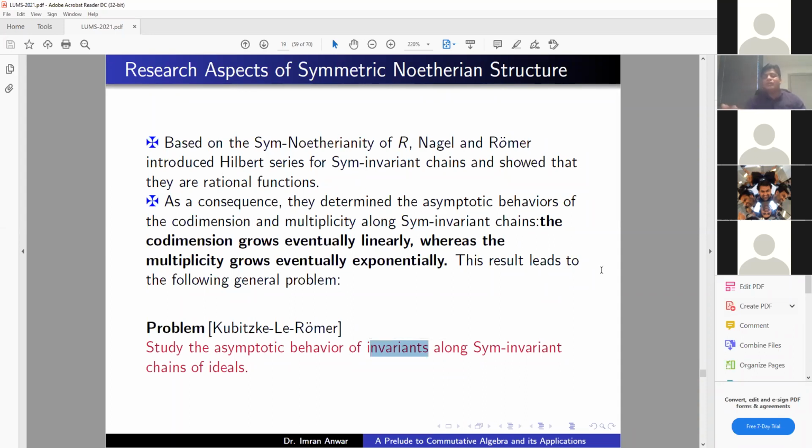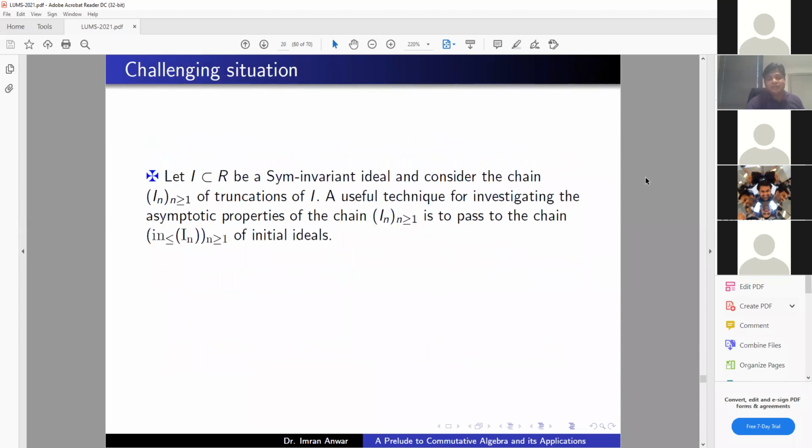One can talk about any algebraic invariant, and keep on investigating the chain of algebraic invariants while changing the type of the ideal. So you come up with a new problem, and this is a new study in which people are interested at the moment. This area is widely open, and it is a recently evolving topic in commutative algebra.